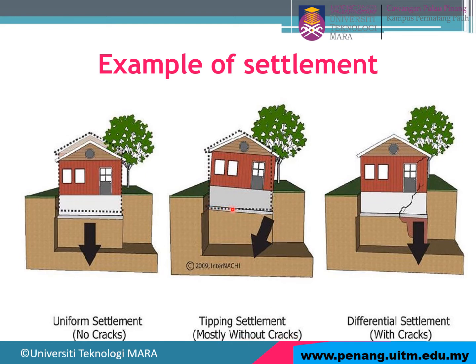Tipping, because we have some angle and the settlement is not uniform, but you will see here it is quite similar to the angle. Every part is settled, but it's not uniform. This one is differential settlement. Differential settlement is quite dangerous because it will come with cracks, because it only settled at one point. Compared to this one, which is settled at all points, this one is only at one point, so we call it a differential settlement, and it will come with cracks.